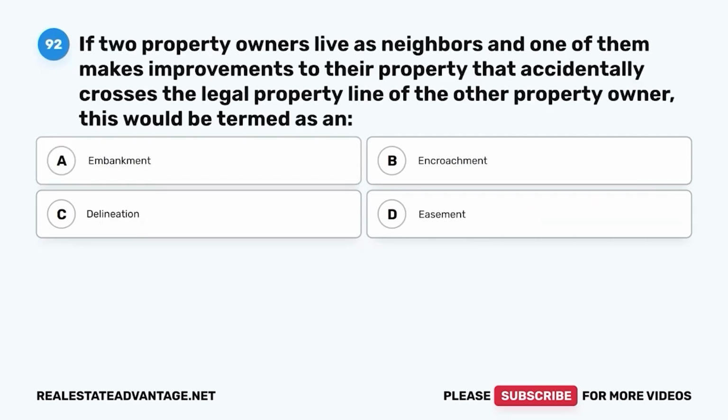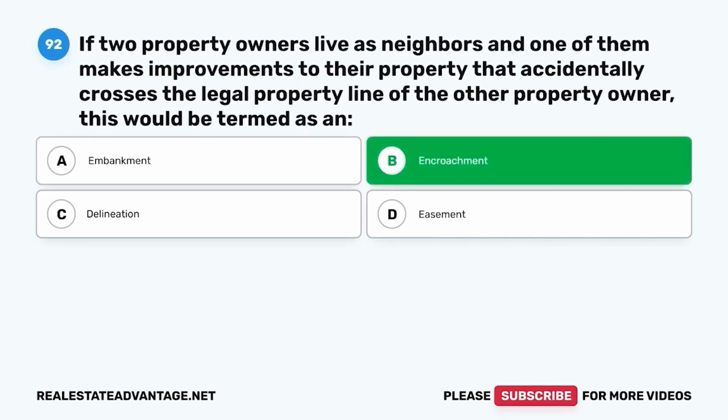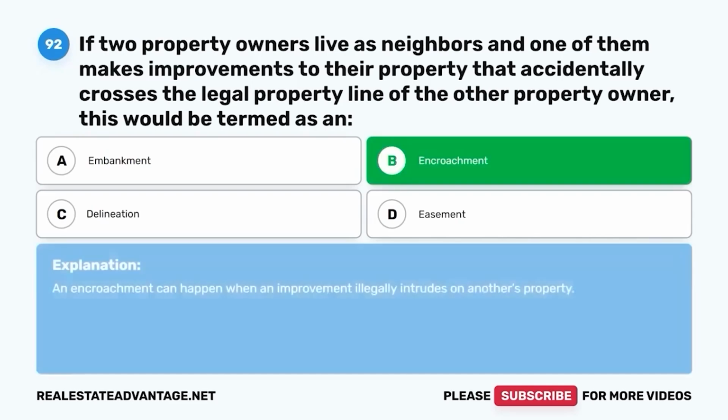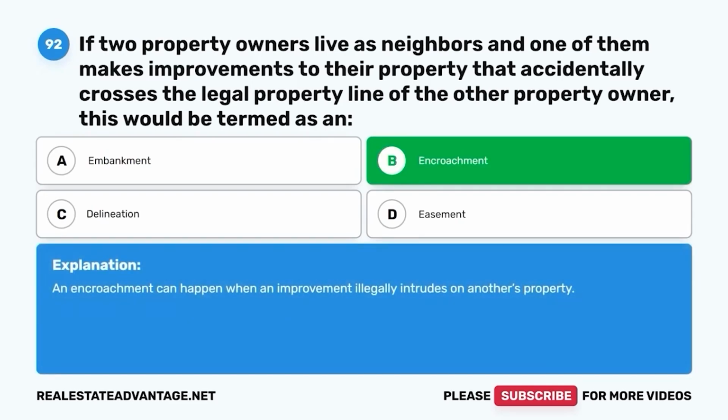Question 92. If 2 property owners live as neighbors and one of them makes improvements to their property that accidentally crosses the legal property line of the other property owner, this would be termed as an A. Embankment, B. Encroachment, C. Delineation, D. Easement. The correct answer is B. Encroachment. An encroachment can happen when an improvement illegally intrudes on another's property.